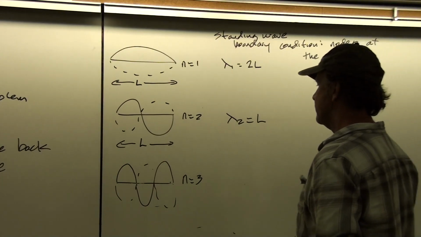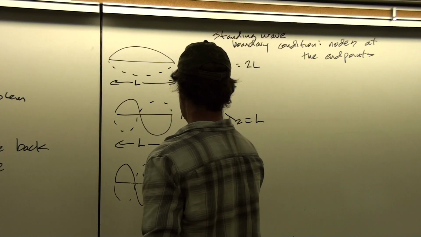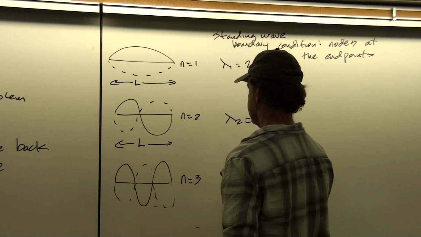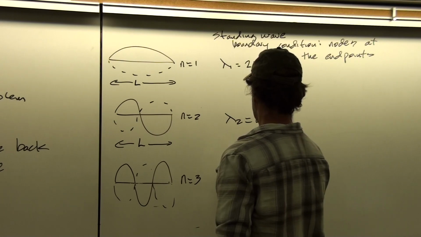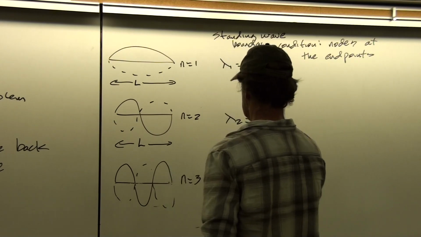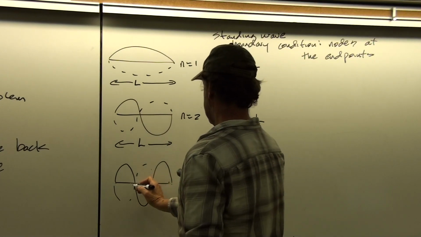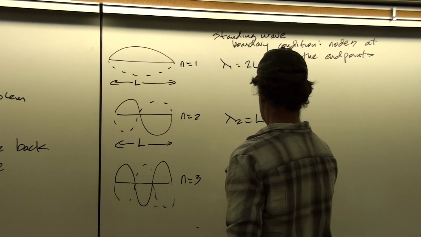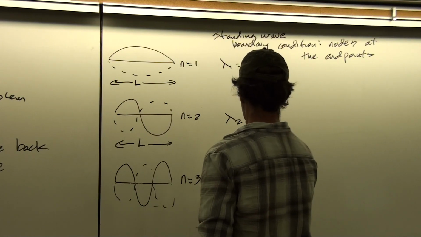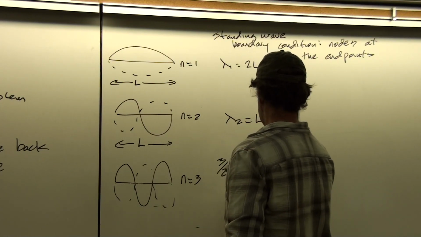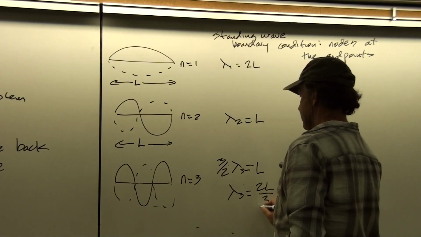For n equals 3, we're going to have 1.5 wavelengths equals L. Here we have L equals 3/2 lambda 3, or lambda 3 equals 2L over 3.